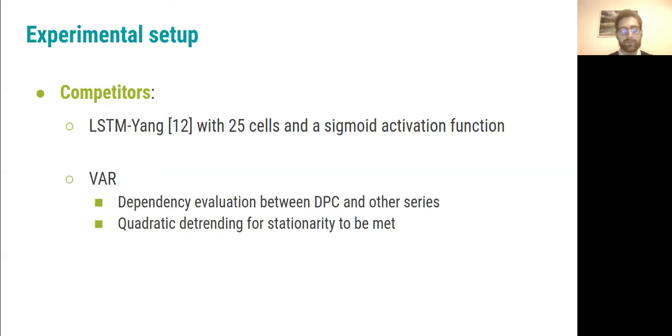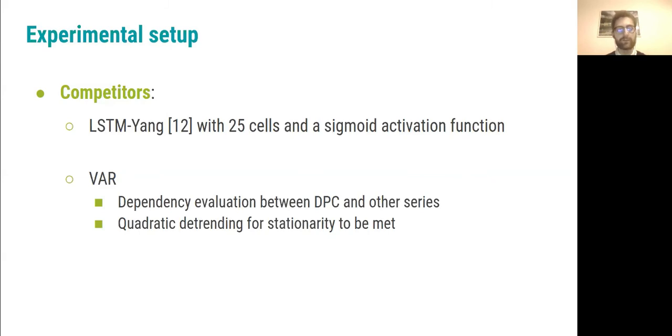LSTM Yang has been configured as presented in the paper and contains 25 cells. The output layers of both models, so CoRoNNa and LSTM Yang, use a sigmoid activation. We use the ADAM optimizer with the default parameters with the mean square error loss function during training, and we train all the parameters, CoRoNNa and LSTM Yang, with 300 epochs.